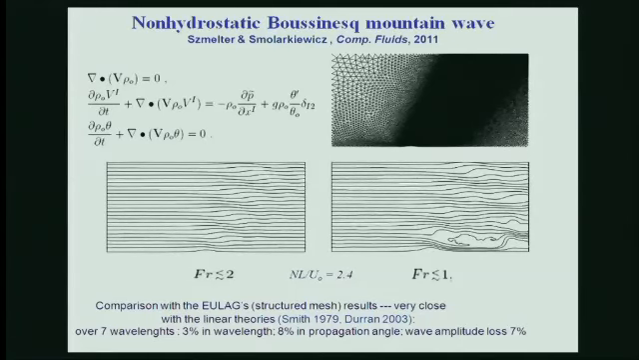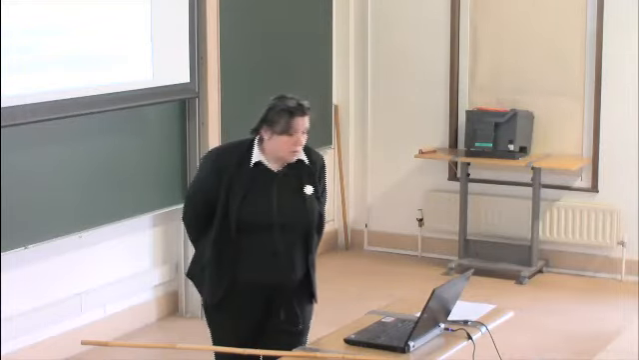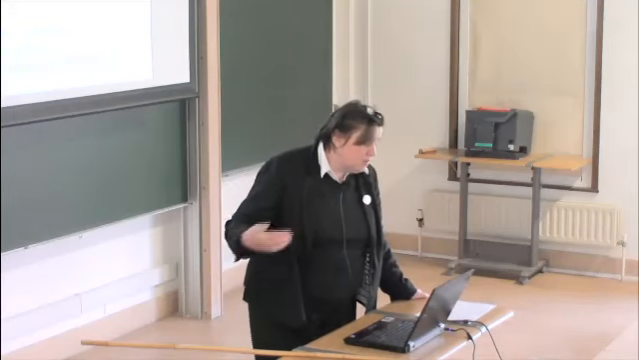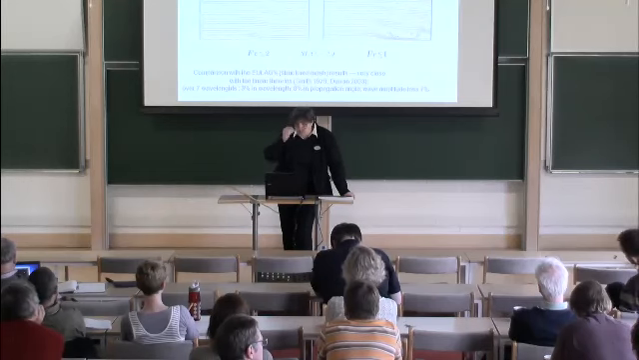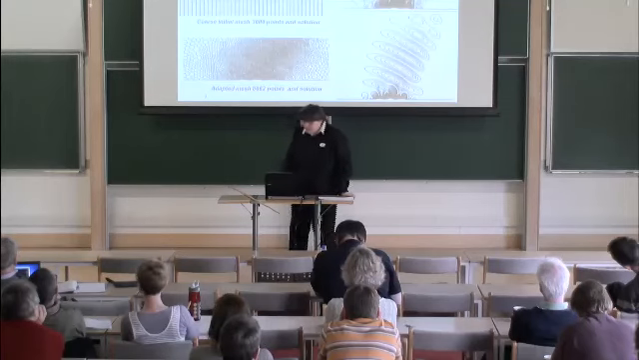And with the comparison with linear theories, you can only see the zoom of the waves. We actually went 7 wavelengths, and on the 7th wavelength we have a 3% difference with the linear theories in terms of wavelengths, and 8% in propagation angle, and 7% loss in the wave amplitude. The same happens when we look at OILAC solution on structured meshes. So bearing in mind that those are theories, it's quite a pleasing result for us.